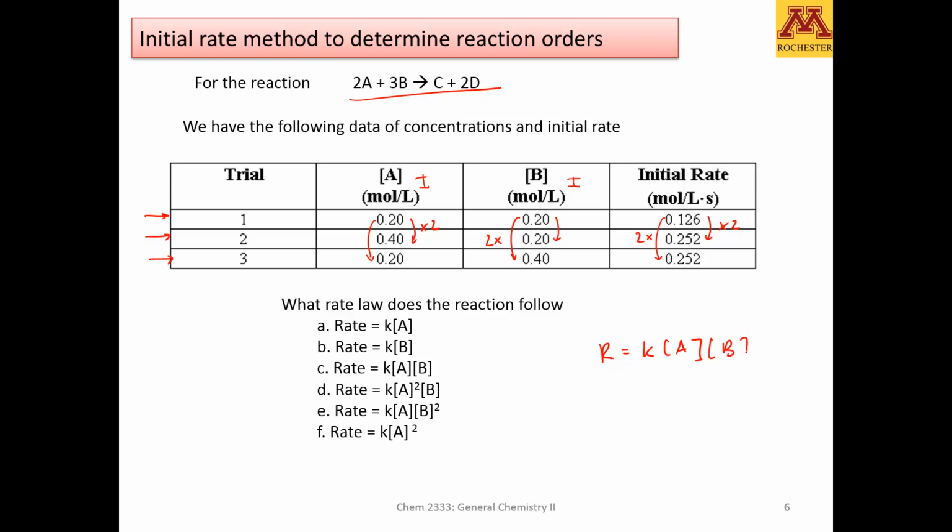So the only option that we can see is that the order with respect to A and B is 1 for each case, a total order of 2. Okay, so this would be the solution. Hopefully this makes sense. One can also set up these experiments to find the rate constant, that just you use 2 equations with 2 unknowns, and that should allow you to find the kinetic constant.